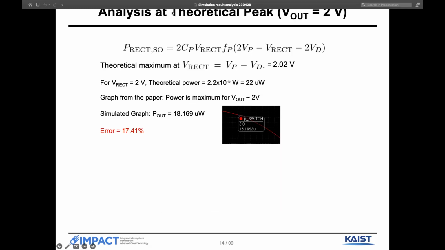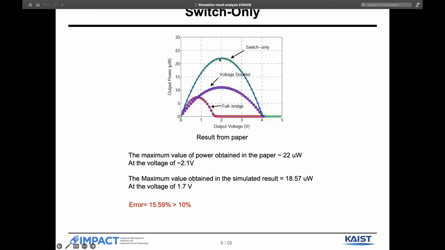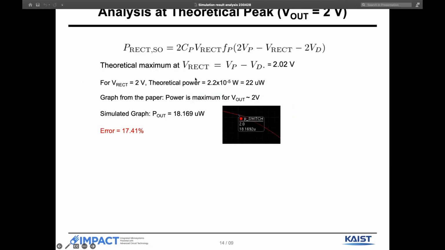Then we can test at another point, which is where the theoretical peak should be, which is at 2 volts. If you remember from this graph, as you can see here, the theoretical peak point should be at 2 volts. So if we plug in 2 volts in this equation, we get 22 microwatts as the maximum power.